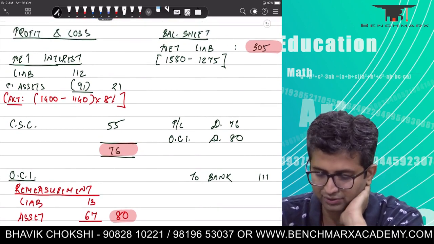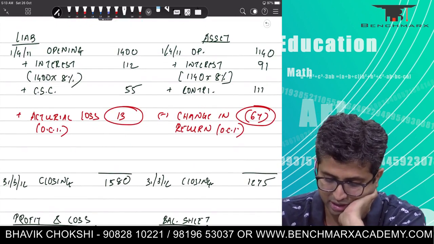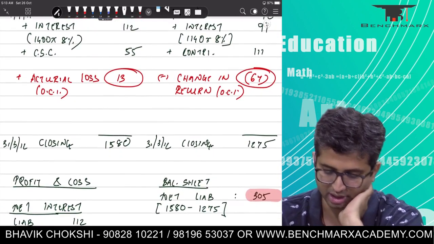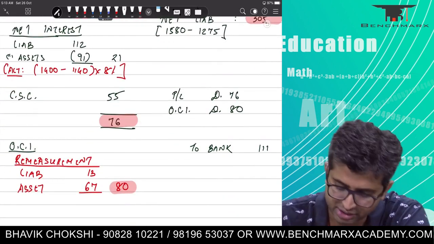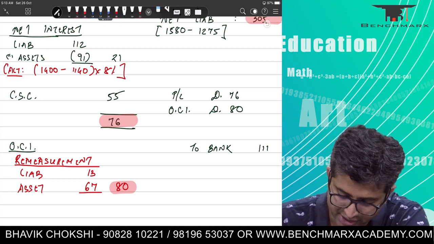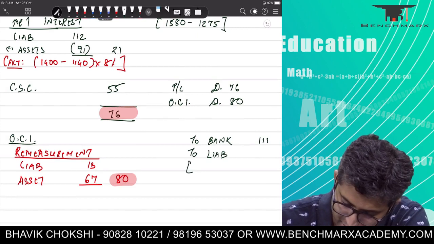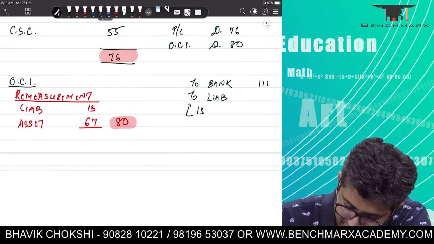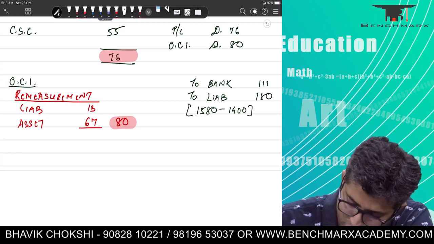And if you want to figure out the increase in the liability and the increase in the assets. So if you see the increase in liability, the Institute passes a net entry. We're just doing a separate calculation over here. You can always net it off. Your liability increase will be credited. So that is to liability. This is 1580 minus 1400. That's around a 180 rupee increase.